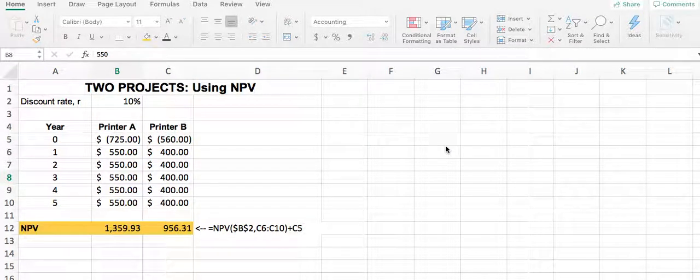Determine which investment will be best for us if we use the net present value. So here I have two projects.